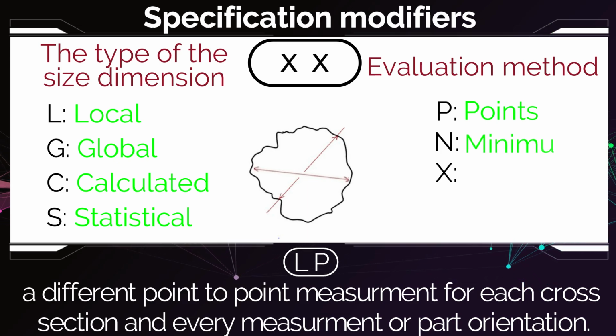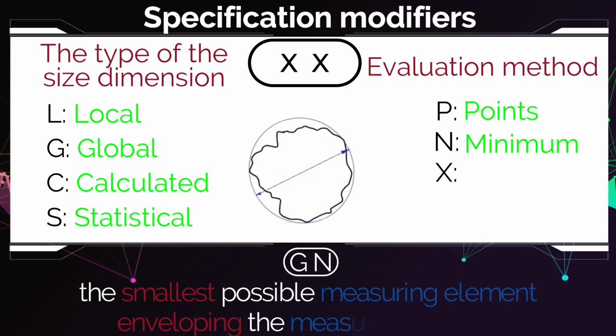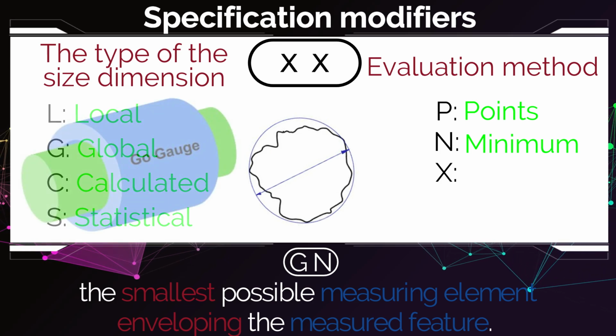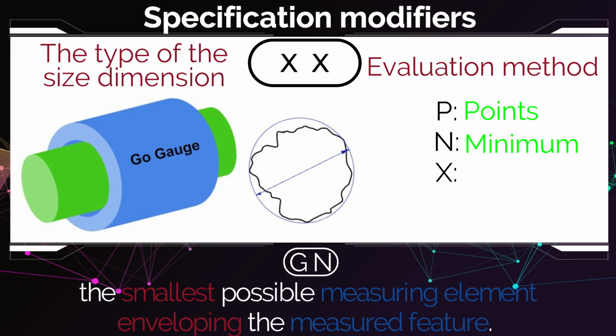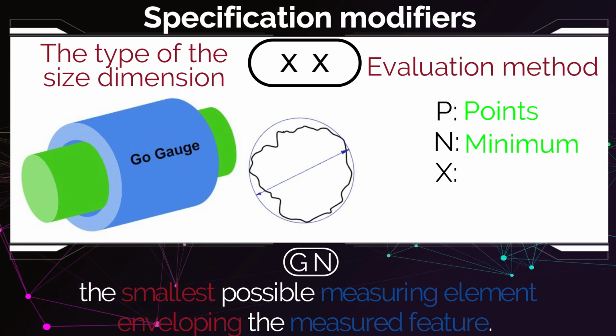N stands for minimal. It means the result of the measurement is the size of the smallest possible enveloping geometrical element. The result of the measurement here is the size of this circle. An example for a GN measurement is the measurement of a shaft diameter using a ring gauge. It's completely independent of the cross-section and the rotary orientation of a gauge. If you rotate the gauge, you still get the same result.